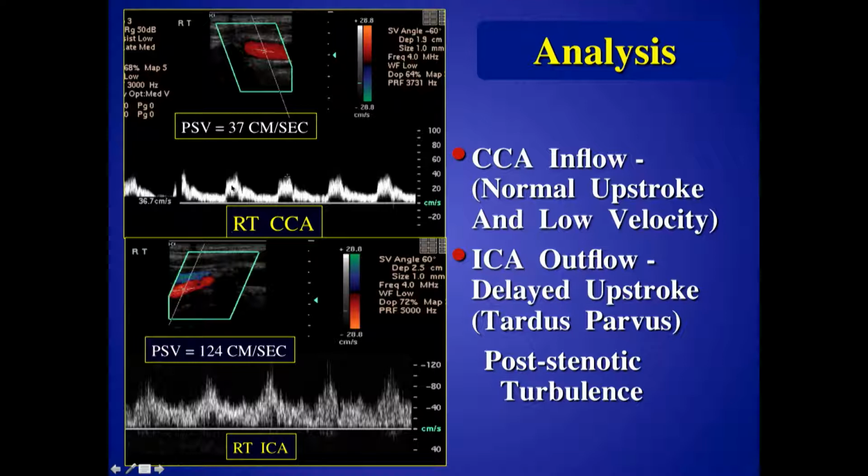Normal looking waveform, but the velocity was too low. So that was the first clue that there was some outflow obstruction. When we look at the ICA, as we already sort of mentioned, it has an abnormal appearance. It's a shaggy waveform with a delayed upstroke, a tardus parvus appearance, suggesting that there is something going on behind that plaque that's probably significant. Now, we have a couple of approaches to this.